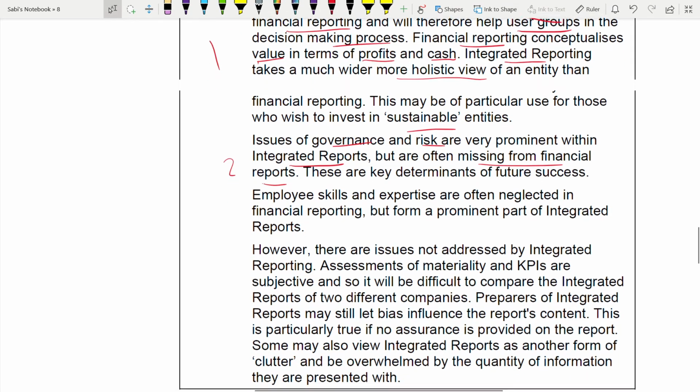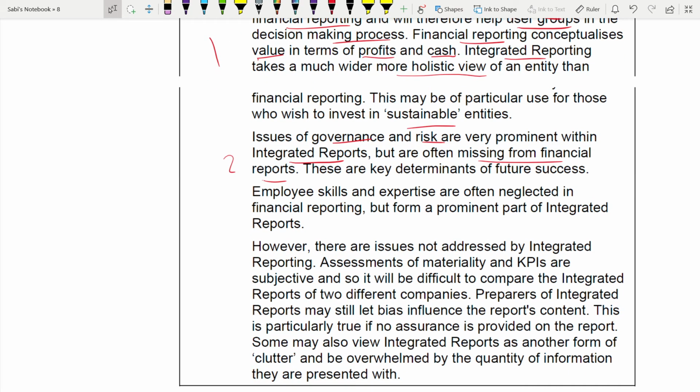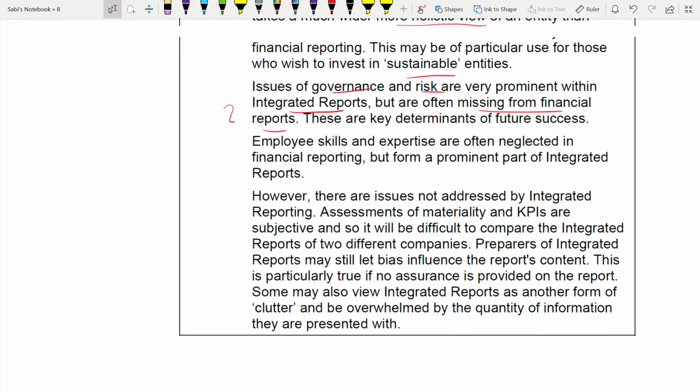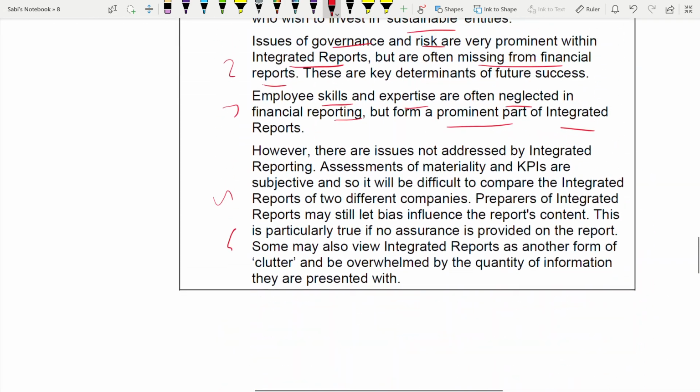Because these are the key that your future success depends on. These are the key factors, your risk and the governance. If your risk is very high, success is at risk. Third, employee skills. Employee skills and expertise are neglected in financial reporting, but in integrated reporting, it's a very important part. Then fourth and fifth, maybe they are together. Okay, because after that we have B.